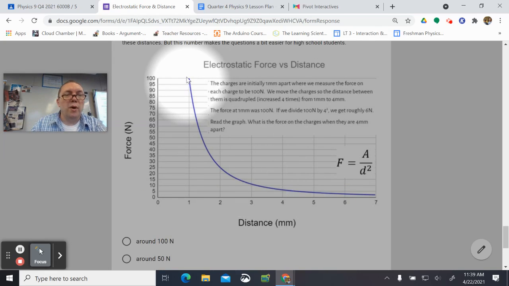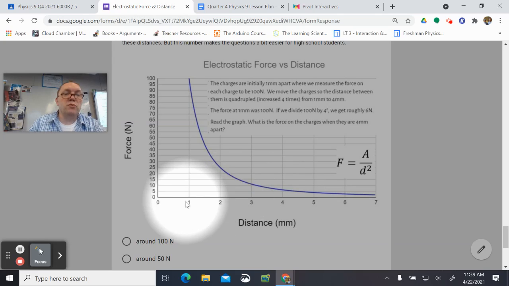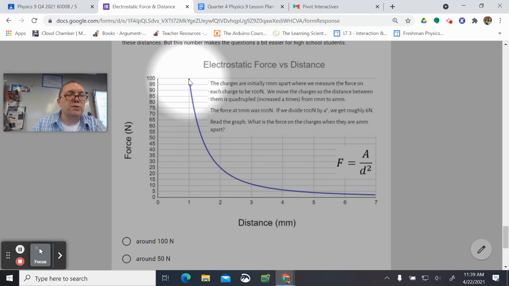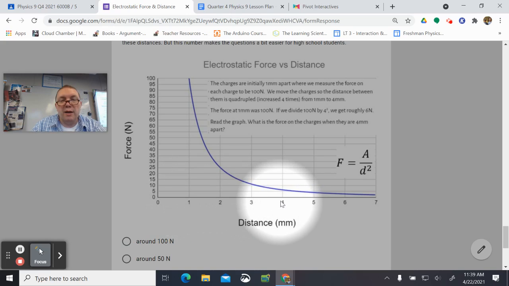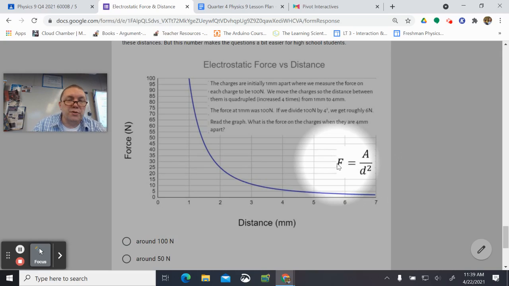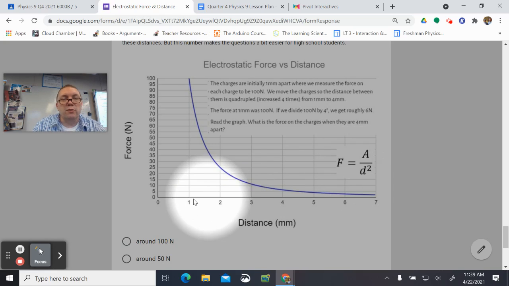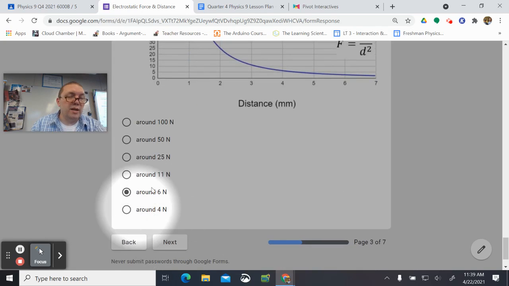And if we take 100 and we divide it by not 4, sorry, take a step back. At a distance of 1, the force was 100. If we increase the distance by a factor of 4, we increase our distance to 4D, the force should be reduced to 1/16 of that value. So if I take 100 and divide it by 16, we should be getting something right around 6 newtons.